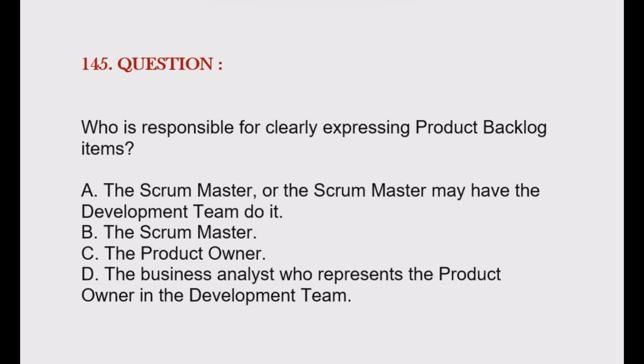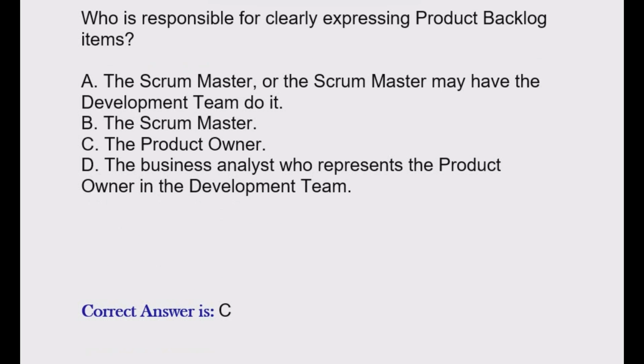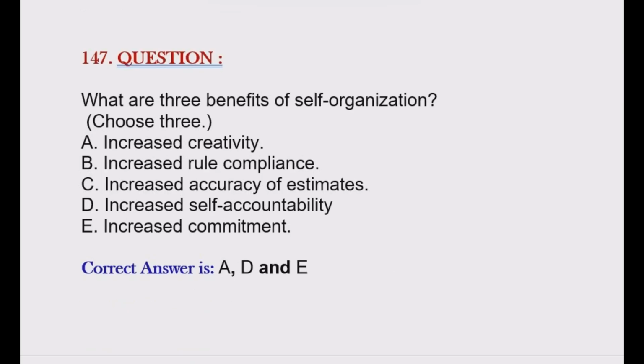Question is, who is responsible for clearly expressing product backlog items? Option A, the Scrum Master or the Scrum Master may have the development team do it. Option B, the Scrum Master. Option C, the product owner. Option D, the business analyst who represents the product owner in the development team. Correct answer is option C.